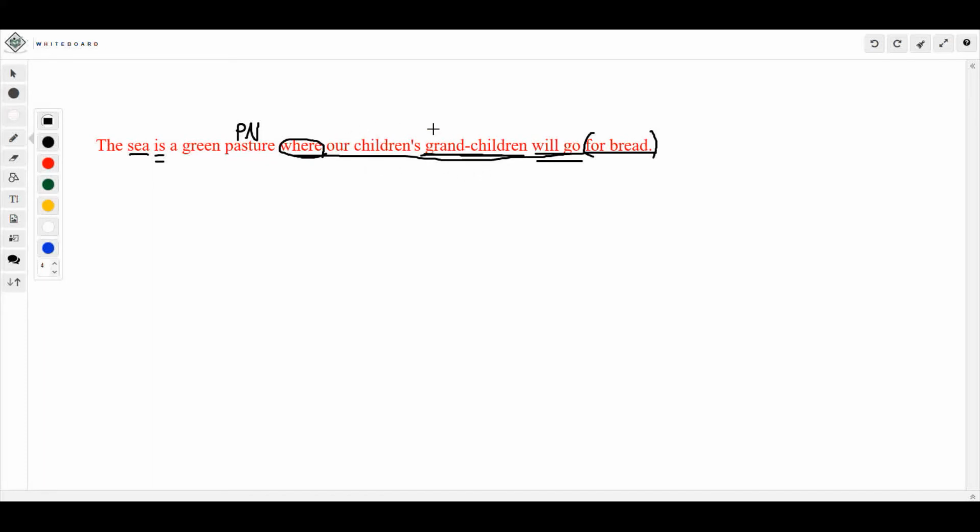And so these two then would be "our children's." Our is an adjective because it's answering whose. It's an adjective modifying this word, and this word is an adjective modifying this word. So these are adjectives. Let's see if we can do this. You're welcome to pause it and do it yourself if you want to and then check it. So we're going to go ahead and do this first.